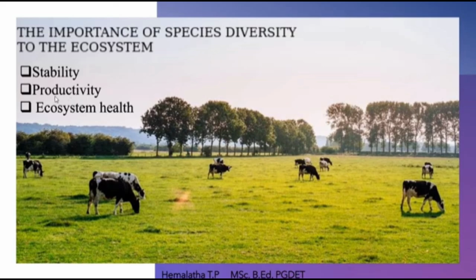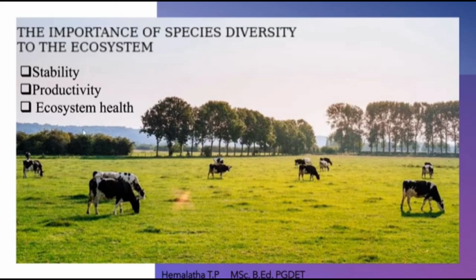The next point is productivity. Productivity is nothing but whatever the outcome of the ecosystem is, that is called productivity. Obviously, if the varieties increase, the productivity will also increase. If the variety decreases, then the productivity also will decrease.